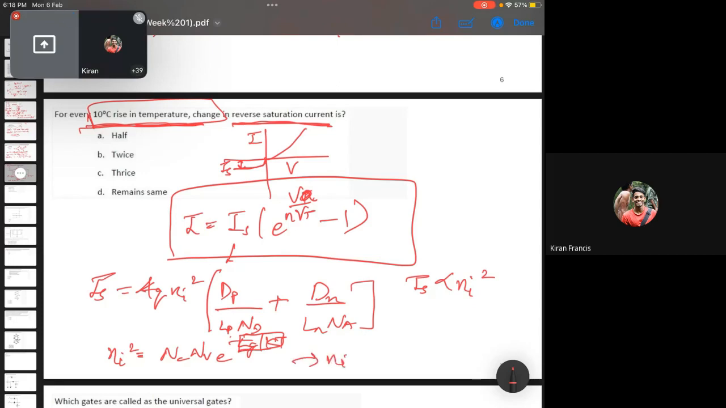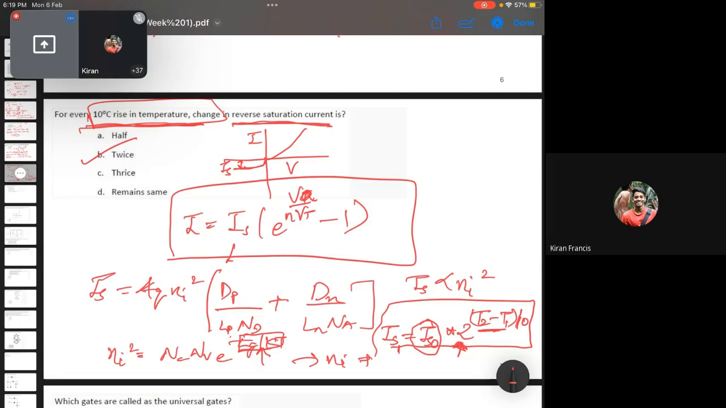So here we can see, on increasing the temperature, what is happening? The reverse saturation current changes. The final relation comes out to be Is2 equals the previous reverse saturation current Is1 times 2 to the power (T2 minus T1) by 10, where this is the temperature difference. So for every 10-degree rise, the new saturation current will be twice the previous saturation current. So the correct answer to this question is twice, which is option B.